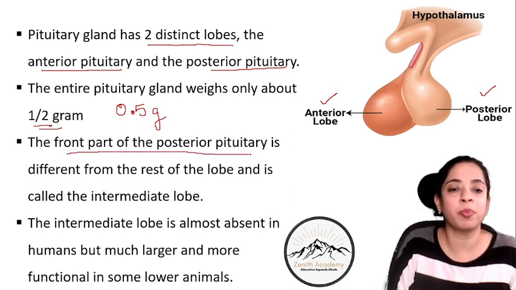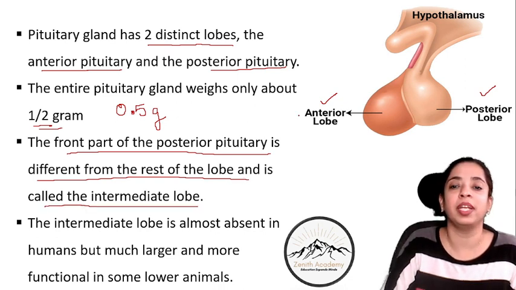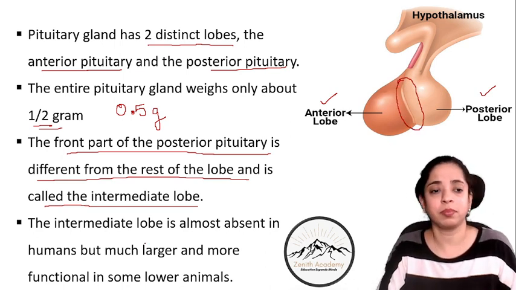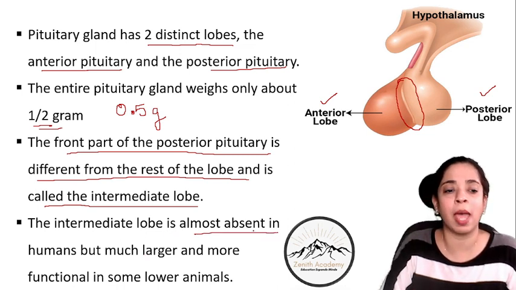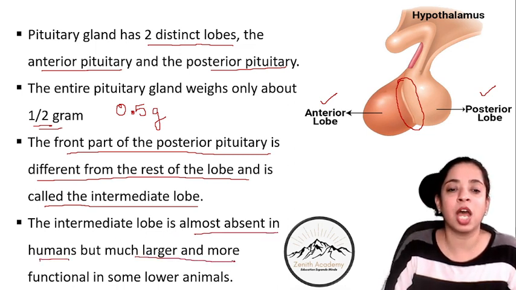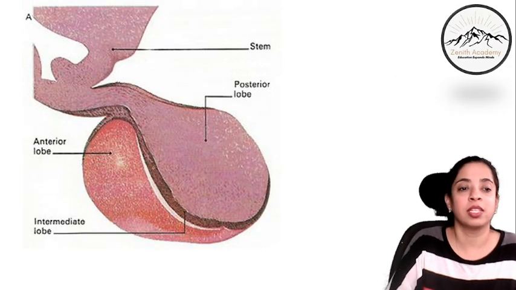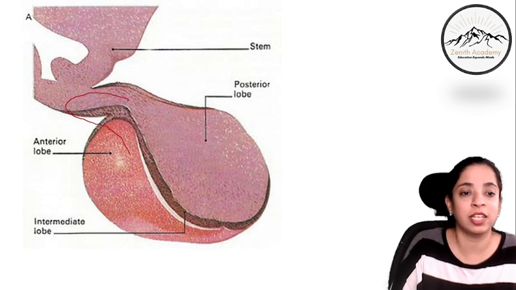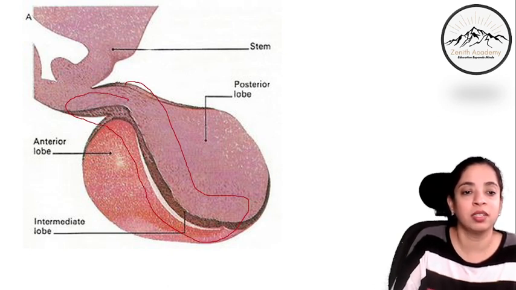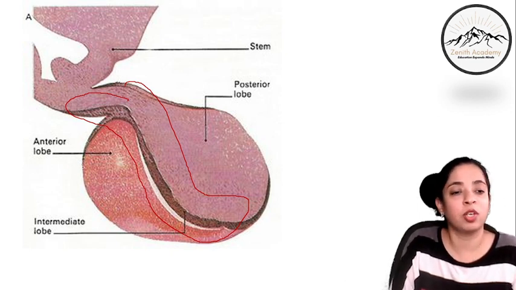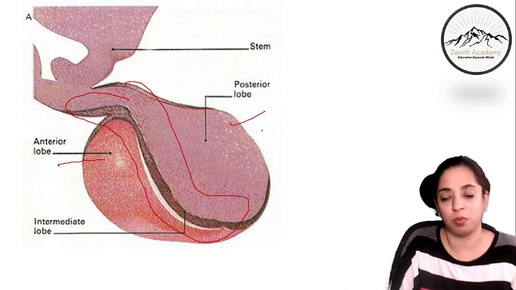The front part of the posterior pituitary is different from the rest of the lobe and is called the intermediate lobe. Can you see this part? This is the intermediate lobe. The intermediate lobe is almost absent in humans, but much larger and more functional in some lower animals. It looks somewhat like this. Can you see the darker colored part? This is your intermediate lobe. This is the anterior lobe. This is the posterior lobe.